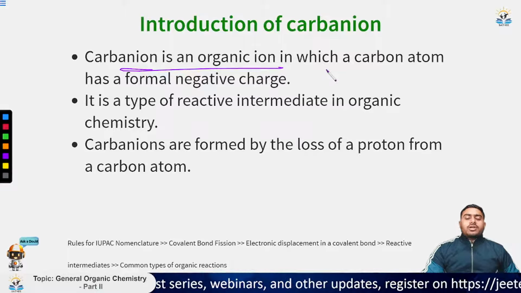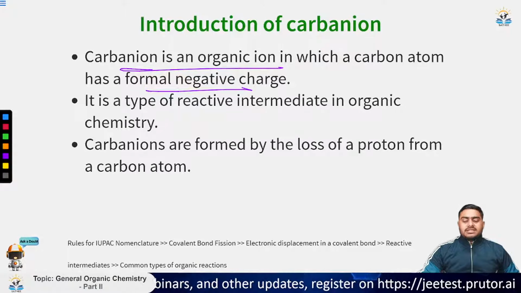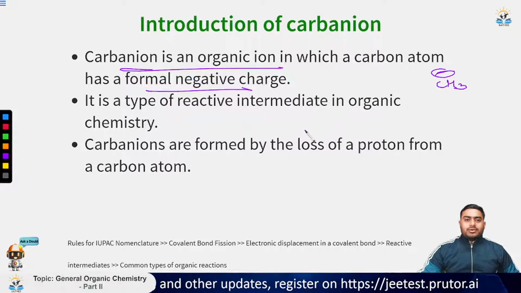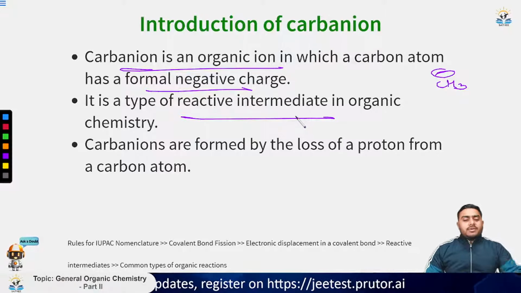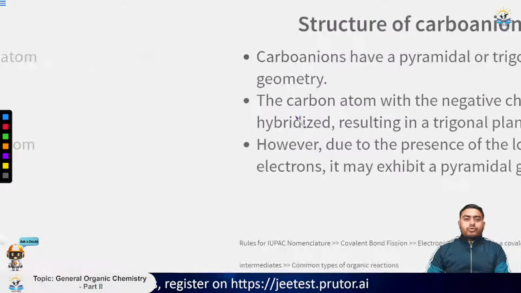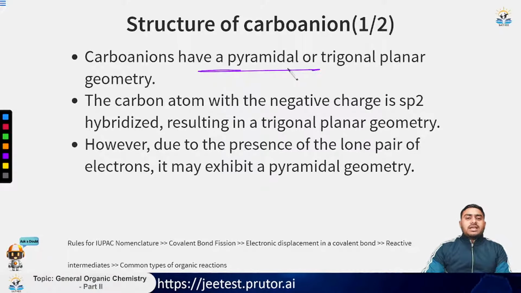Then you can see the carbanion. A carbanion is an organic ion in which a carbon atom has a formal negative charge, like CH3 negative. This one is the methyl carbanion. It is a type of reactive intermediate in organic chemistry, and carbanions are formed by the loss of a proton from a carbon atom. I will be discussing the structure of the carbanion, but you can see they have a pyramidal or trigonal planar geometry, right? They have a trigonal planar geometry.